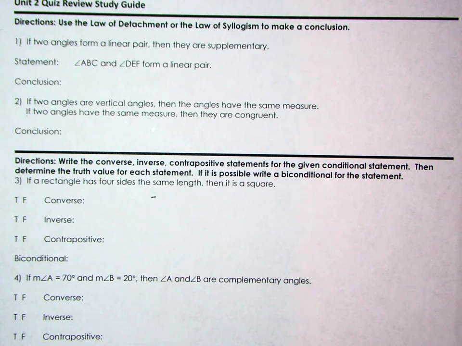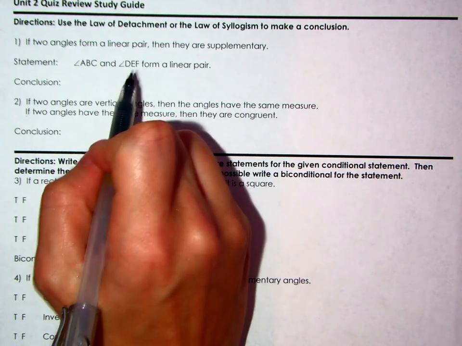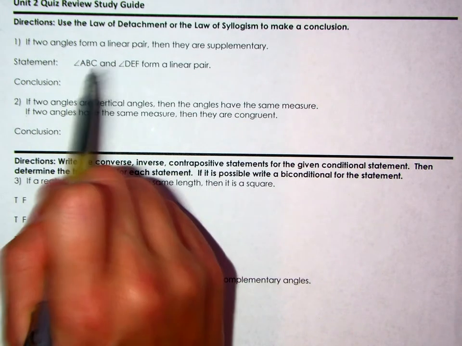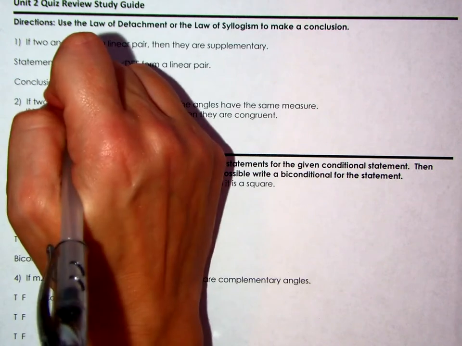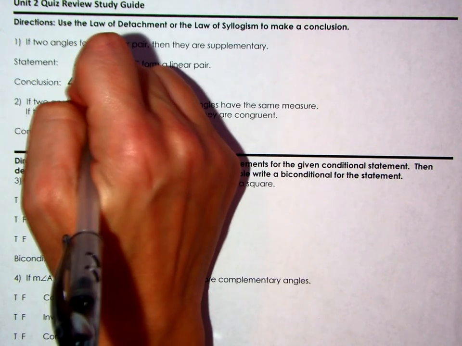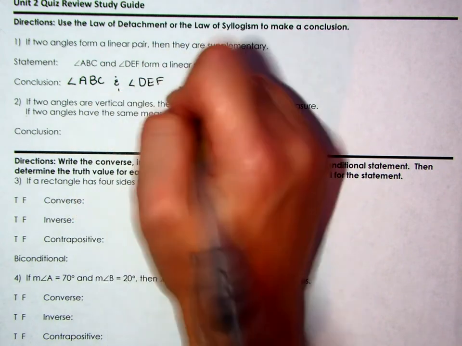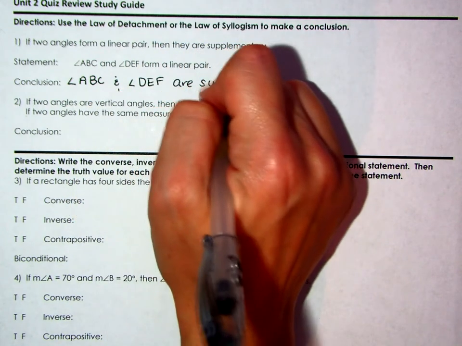So we're given the statement that angle ABC and angle DEF form a linear pair. Using the law of detachment, we're then able to confirm or argue that if they form a linear pair, then these two angles must be supplementary. So that would be our conclusion: angle ABC and angle DEF are supplementary.